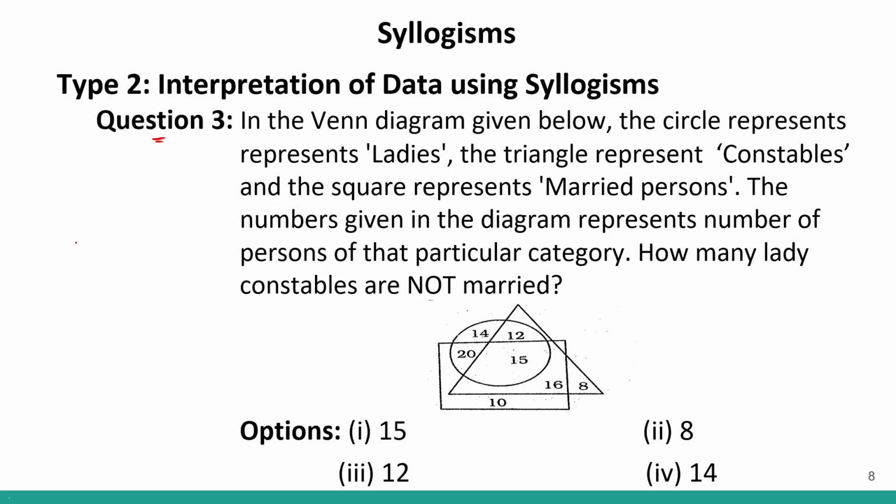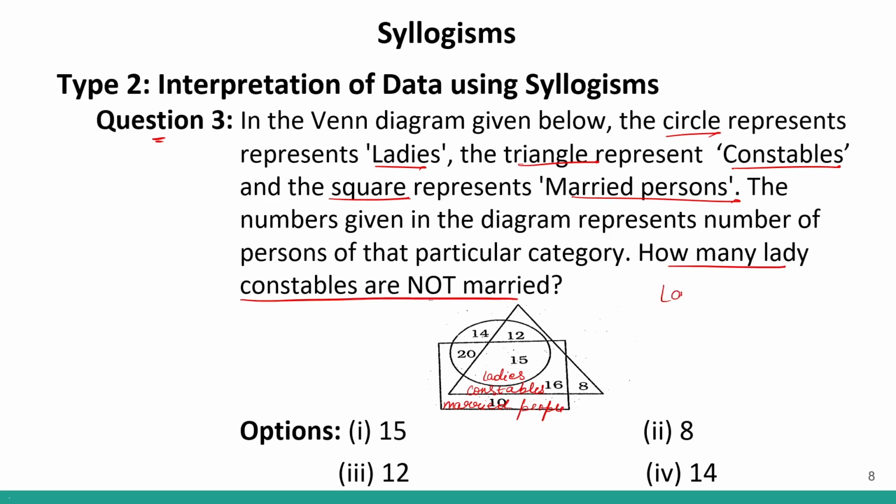Question number 3. In the Venn diagram given below, the circle represents ladies. So circle means ladies. Okay. Triangle represents constables. So triangle is constables. And square means married persons. So square means married people. Now the numbers given in the diagram represent the number of persons in that particular category. We have to find out how many lady constables are not married.